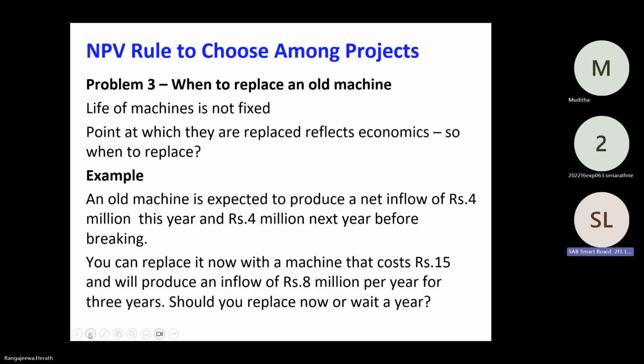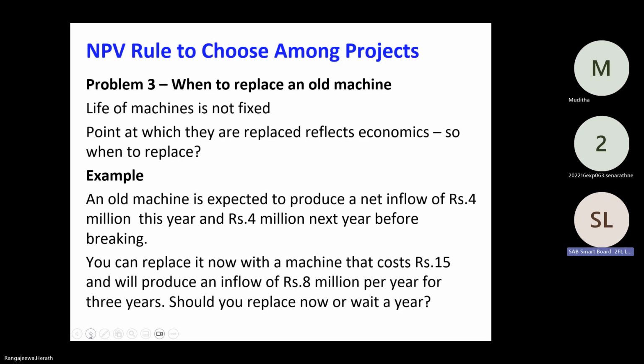Life of the new machine is not fixed. The point at which we replace reflects the economy. So when to replace? Example: the old machine is expected to produce net cash flows of 4 million this year and 4 million next year before breaking down. This can be replaced now with the new machine costing 15 million that will produce an inflow of 8 million for 3 years.